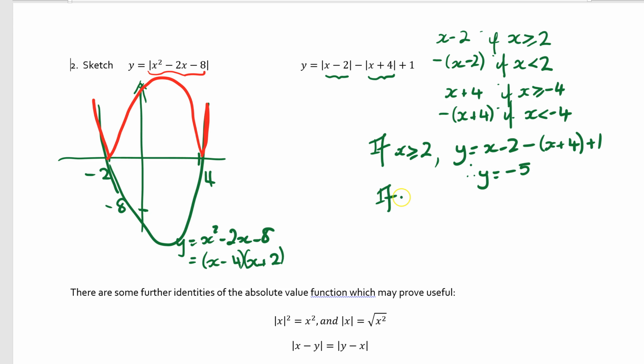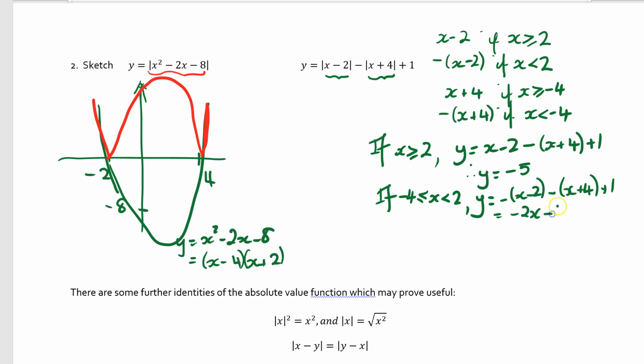Now, if x is greater than or equal to minus 4, but less than 2, so if minus 4 is less than or equal to x, which is less than 2, then we're going to take minus of x minus 2, and we're going to take x plus 4, and we've got our 1 there, so that'll be minus x plus 2 minus x minus 4 plus 1, which is minus 2x, plus 2 minus 4 is minus 2, plus 1 is minus 1.